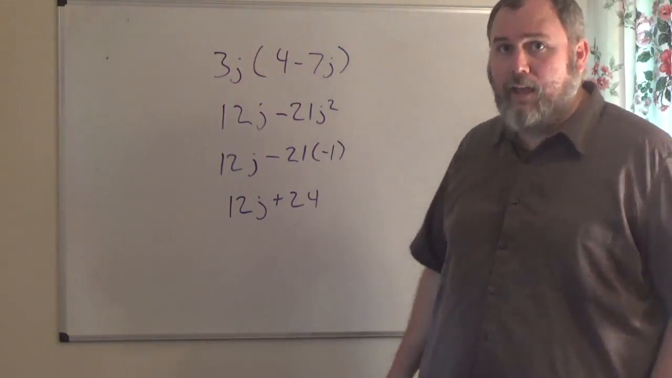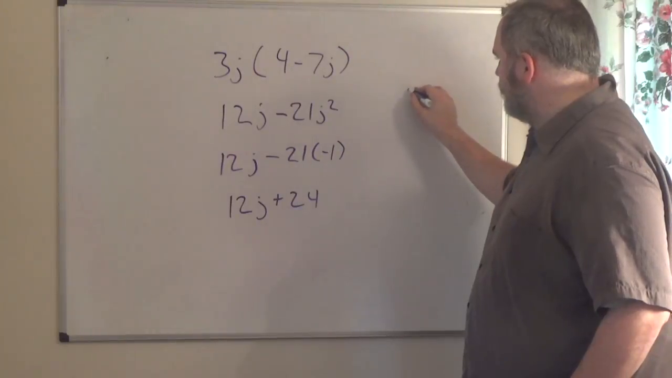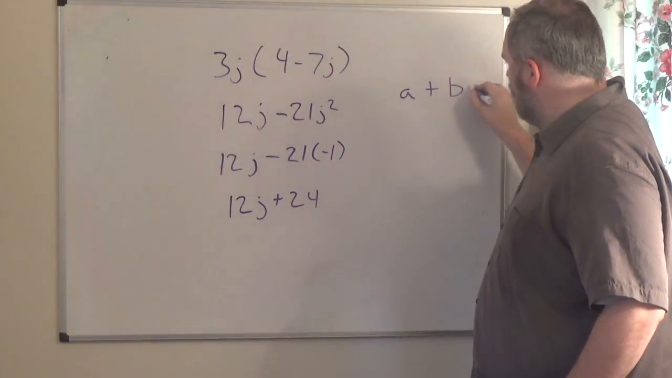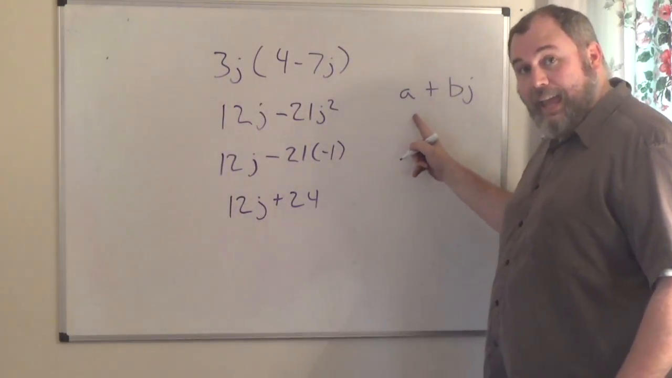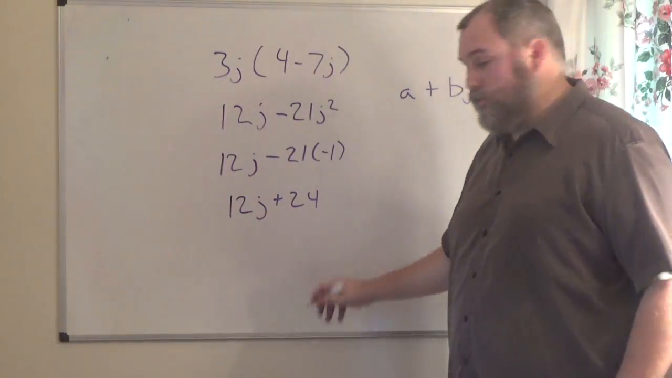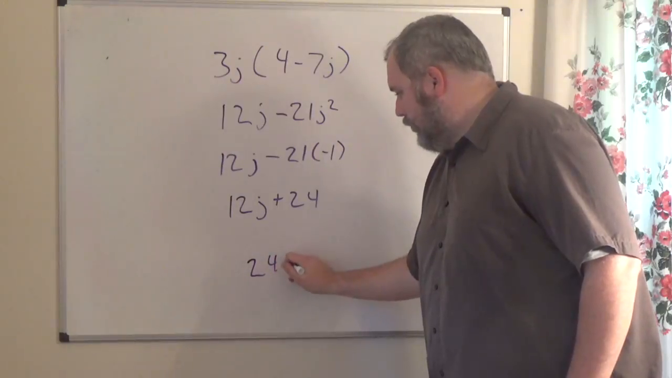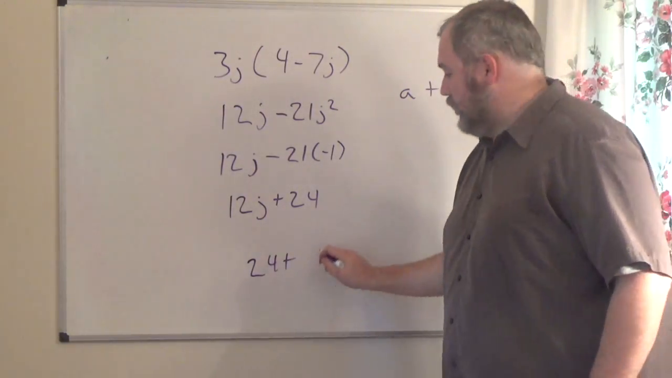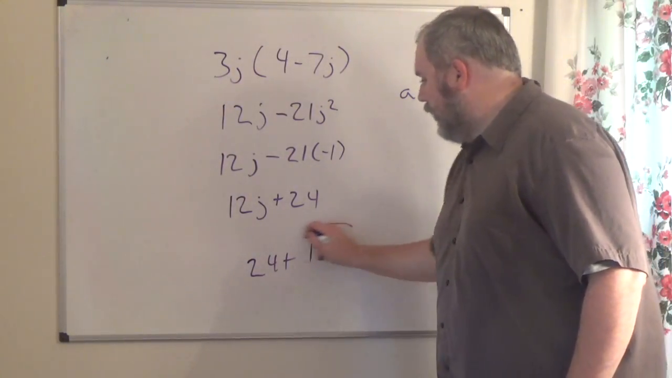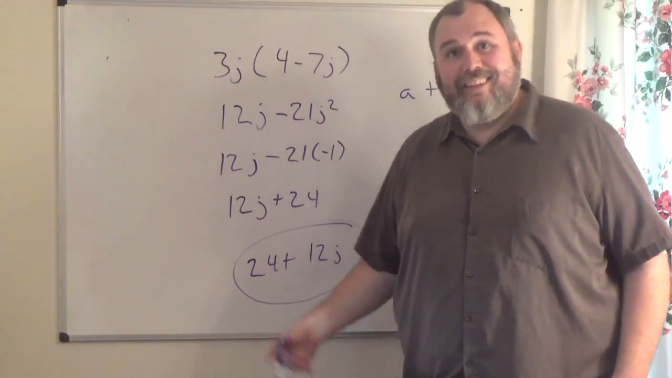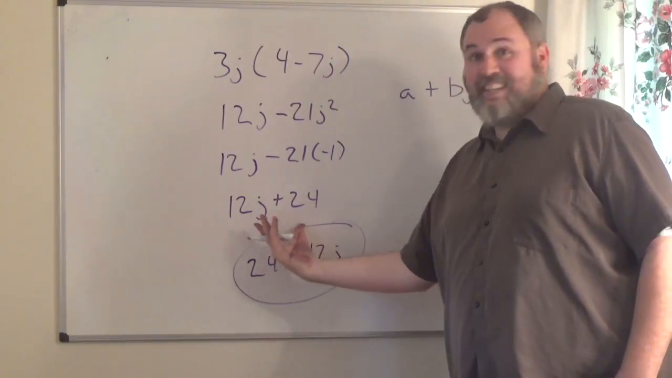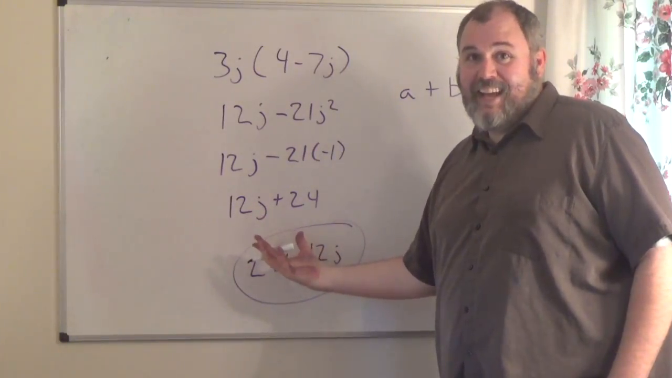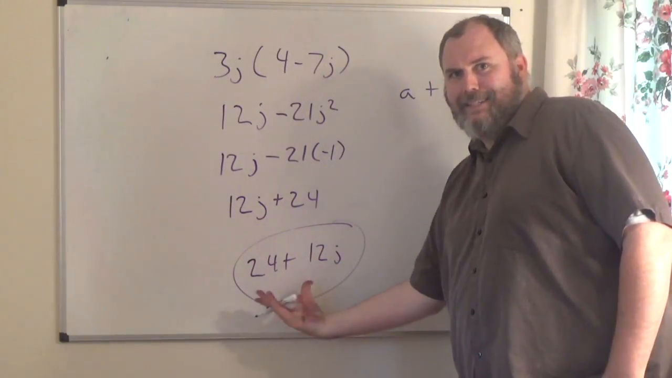However, your homework asks you to write it in this form, a plus bj form, where a is the real number. So my real number is 21 plus my imaginary part, which is 12j. And generally, this is what is accepted in the real world. This is correct, but it's not in the correct way of saying it.